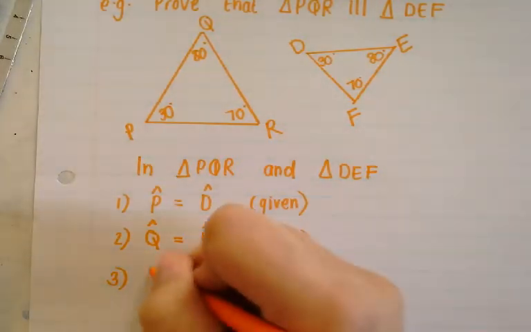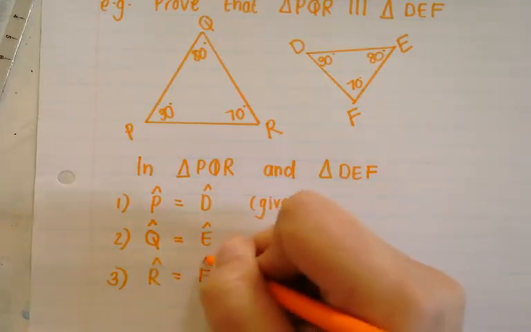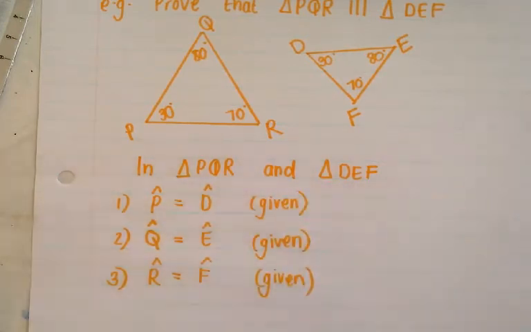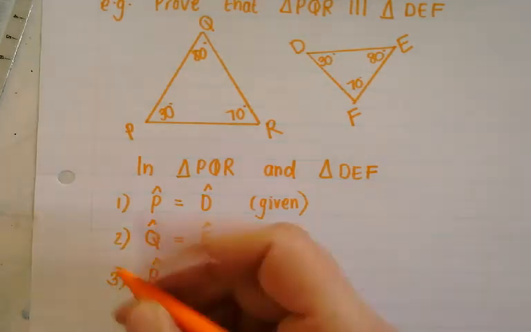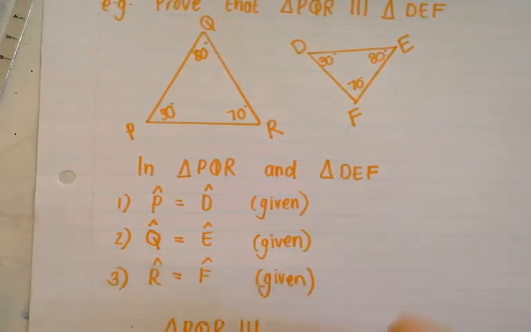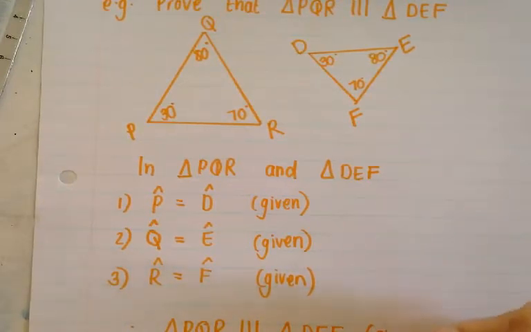And lastly, angle R is equal to angle F. And again, it's given to me. So I have 1, 2, 3 statements. That's my statement. Which angles are equal? My reason is given. Therefore, triangle PQR is similar to triangle DEF. It is angle, angle, angle.